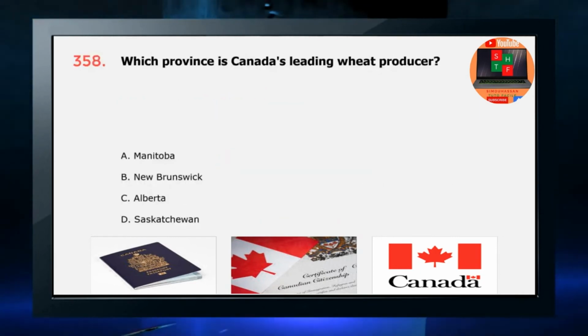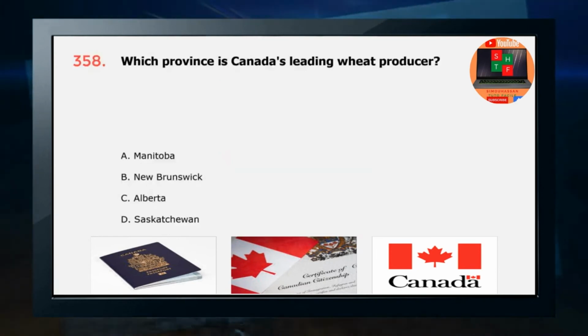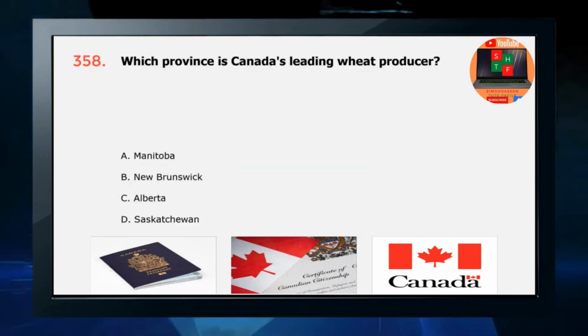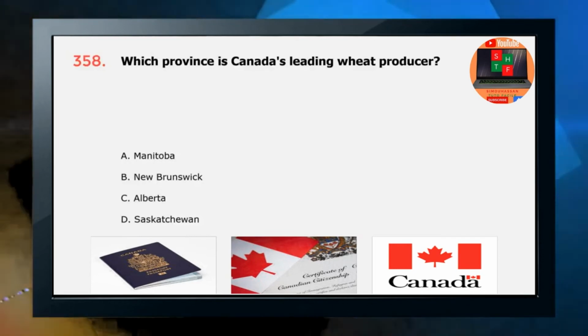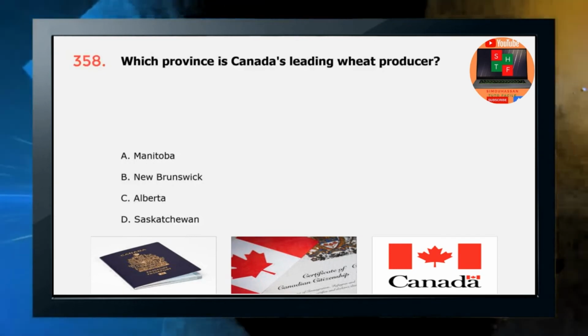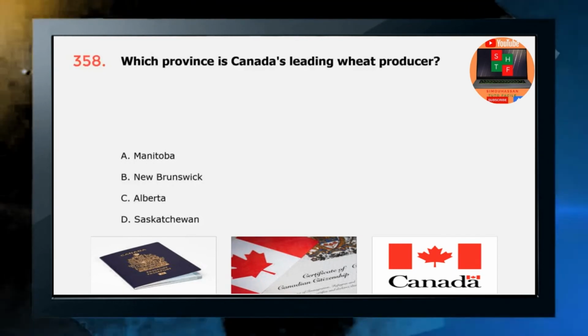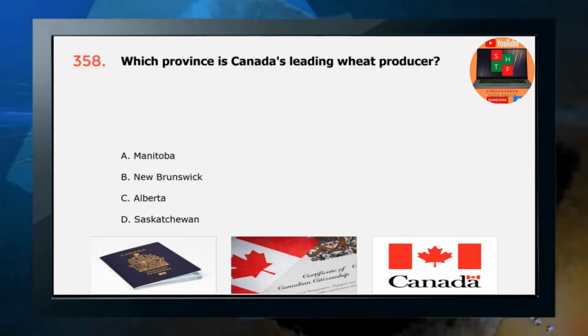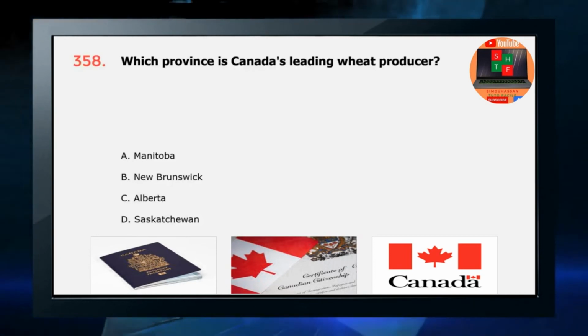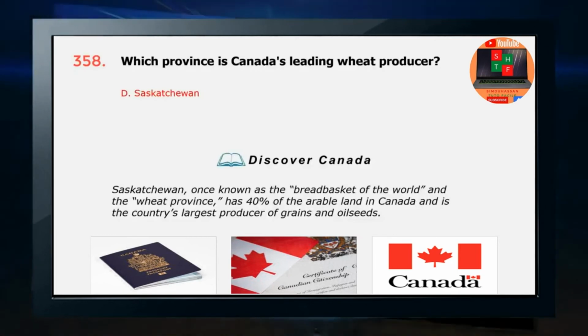Question 358. Which province is Canada's leading wheat producer? A. Manitoba. B. New Brunswick. C. Alberta. D. Saskatchewan. The answer is D. Saskatchewan.